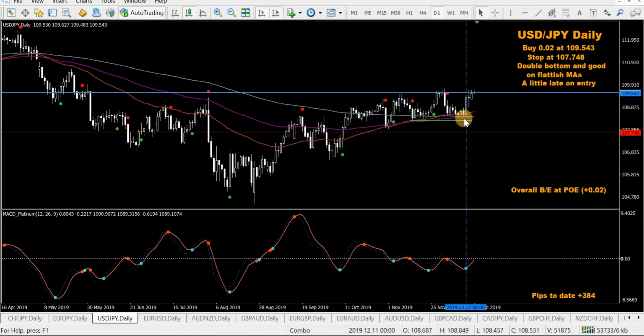Got the support level here. Took the buy. You can read my notes. And we're just at my point of entry at the moment. And the MACD Platinum's just about at the zero level. So I might just see a couple of days, and if it doesn't take off, I'll just close it out or something.